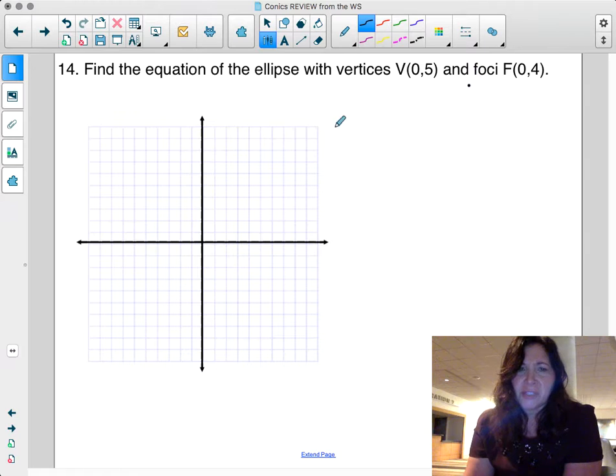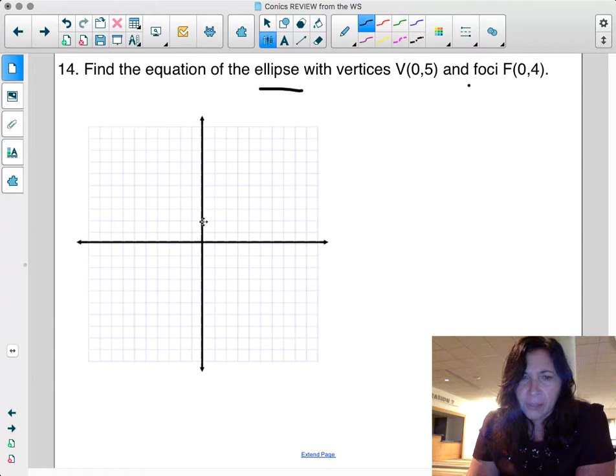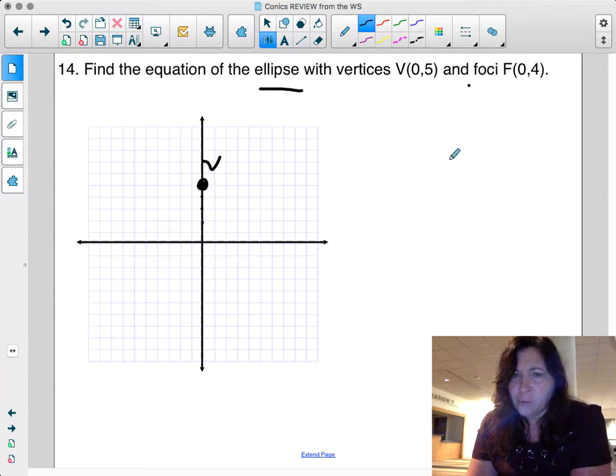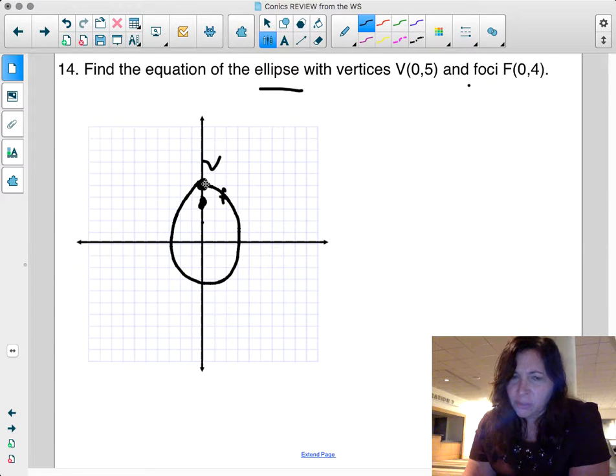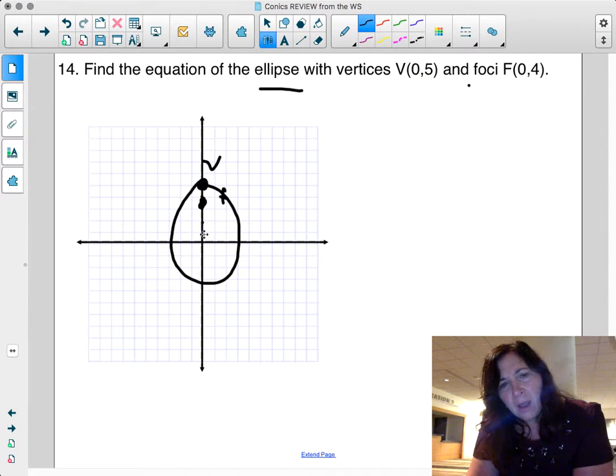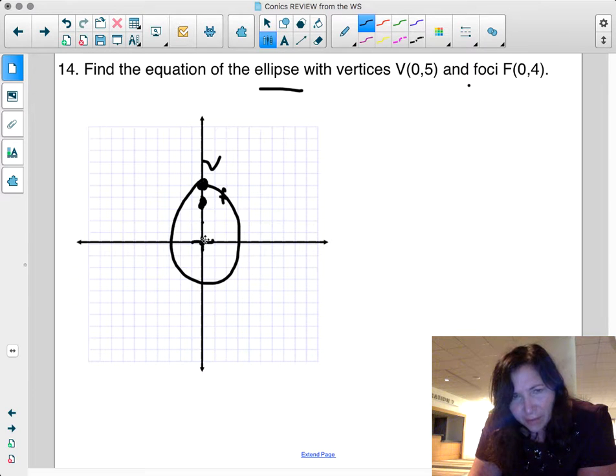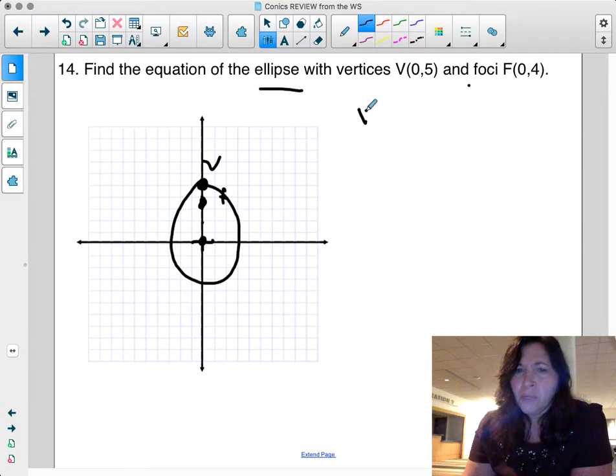Okay. The next question says, find the equation of the ellipse that has vertices of 0, 5, so 1, 2, 3, 4, 5, and that's a vertice, and foci of 0, 4, so 0, 4. So this is my focal point here. So that means that my ellipse is going to go around like this, is what it looks like. Now, find the equation of the ellipse that has vertices of 0, 5, I'm going to assume that my center is at 0, 0, which means I'm going to have an x squared over something plus a y squared over something else is equal to 1.